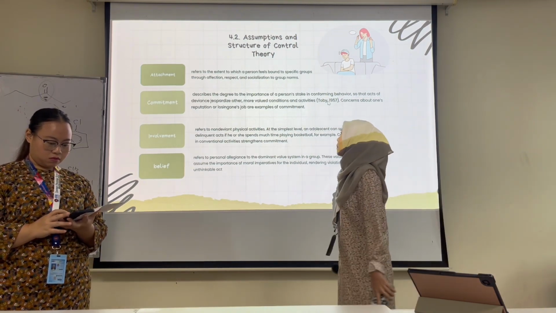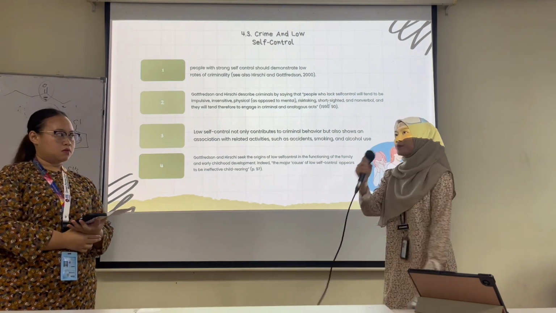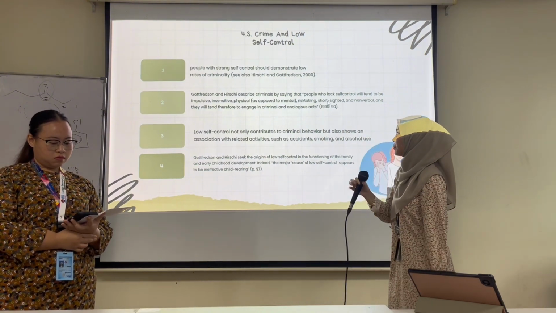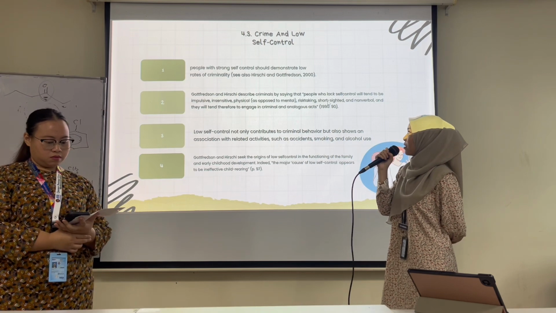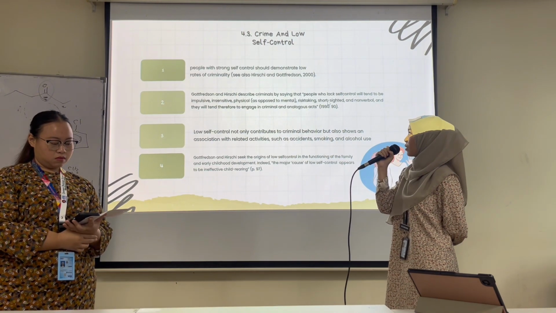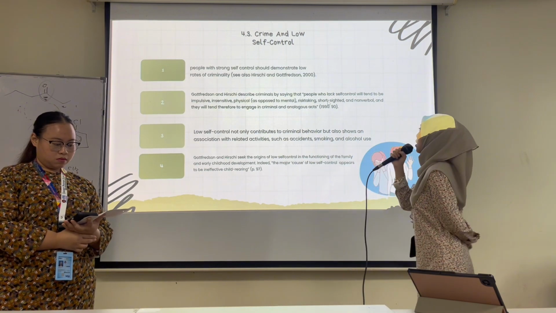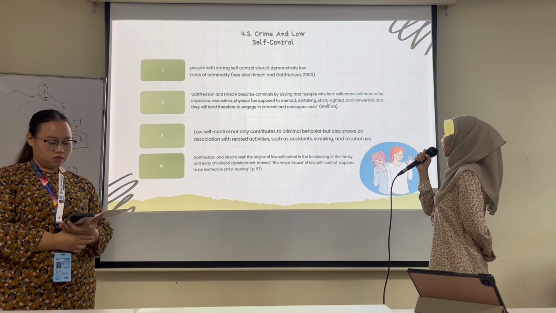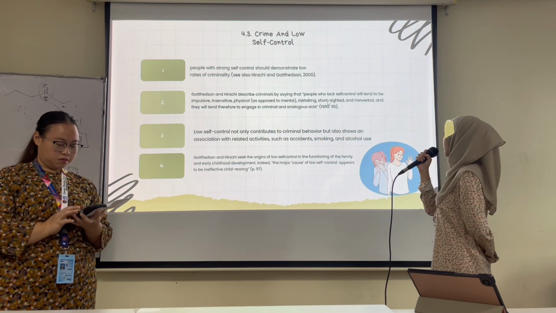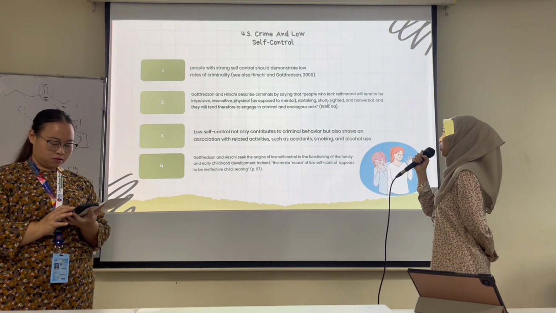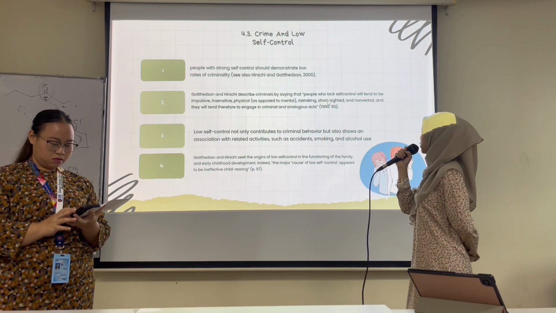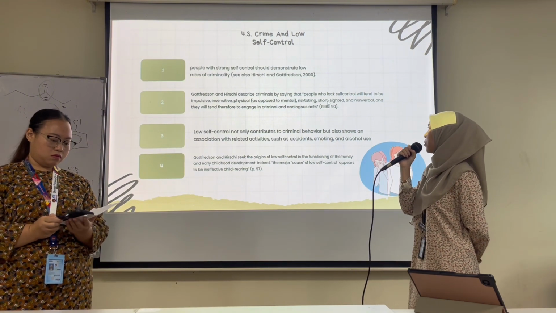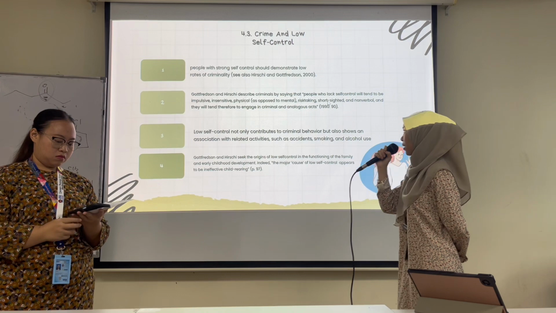And next. Okay, 4.3 is crime and low self-control. Point 1 is that people with strong self-control should demonstrate low rates of criminality. Point 2, Gottfredson and Hirschi describe criminals by saying that people who lack self-control will tend to be impulsive, insensitive, physical as opposed to mental, risk-taking, short-sighted, and non-verbal, and they will therefore tend to engage in criminal and analogous acts.